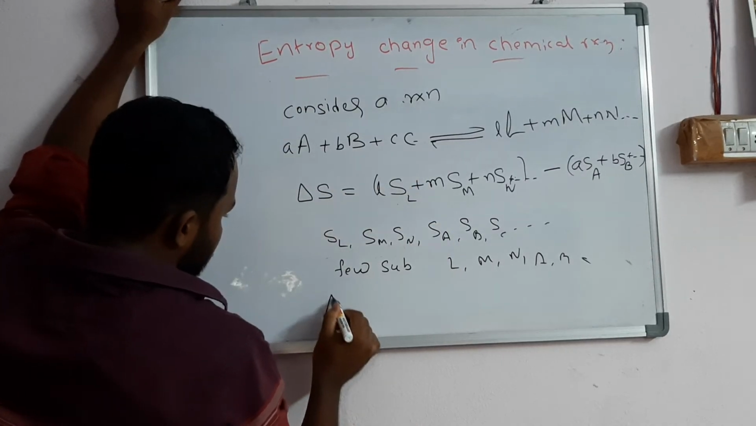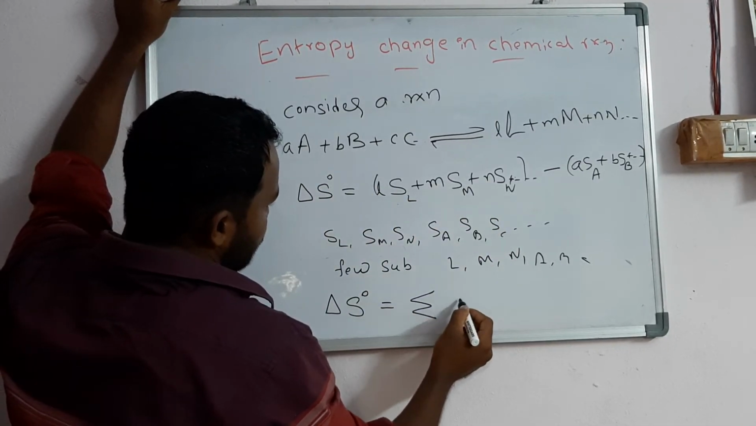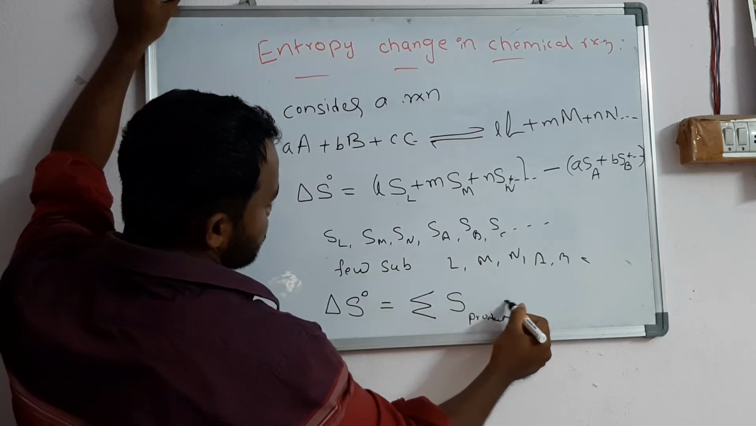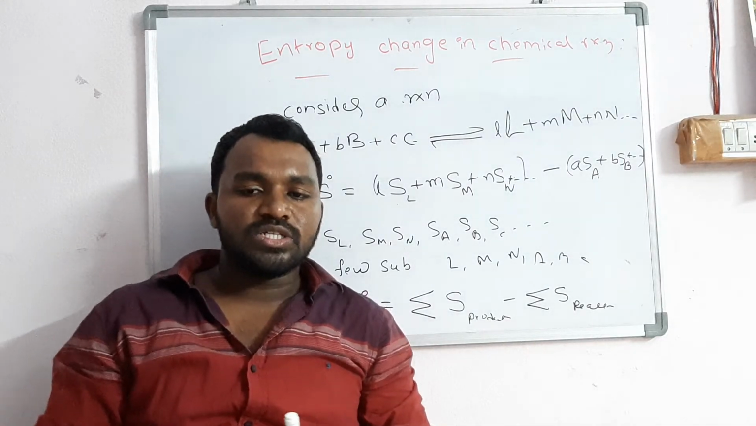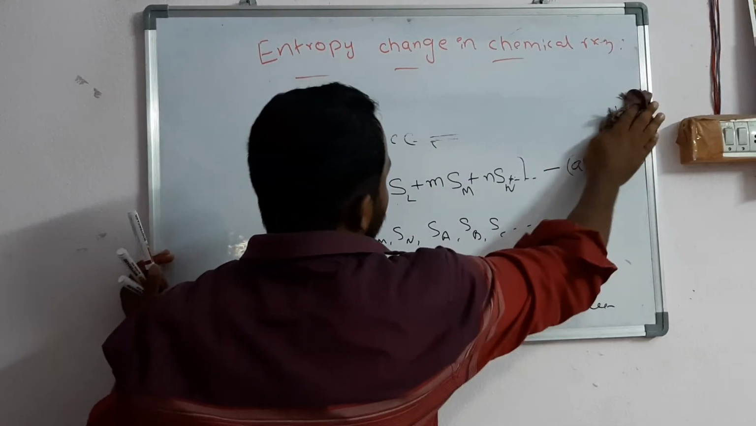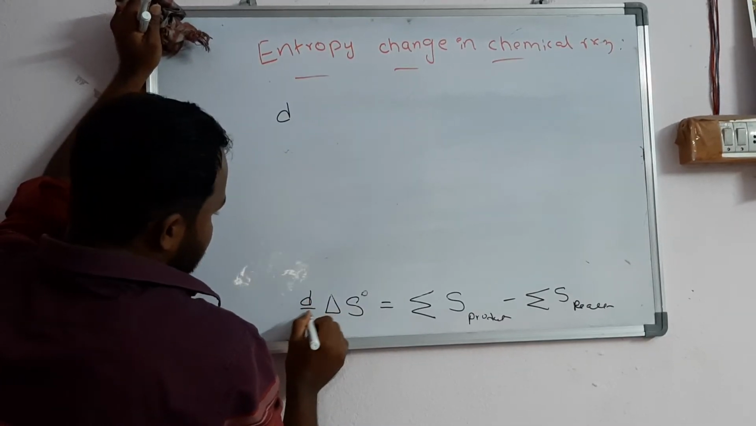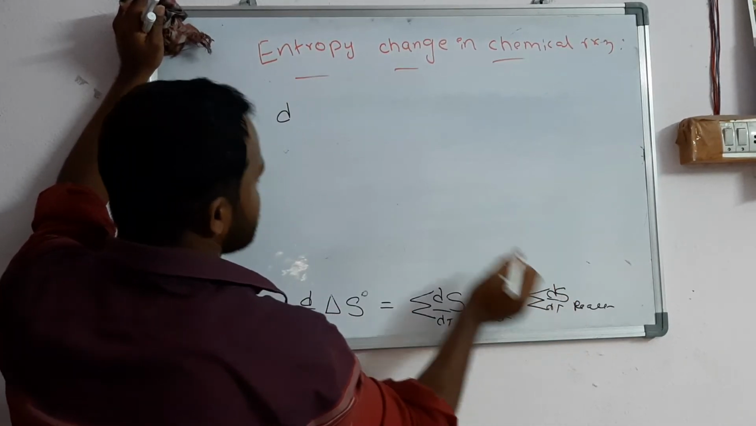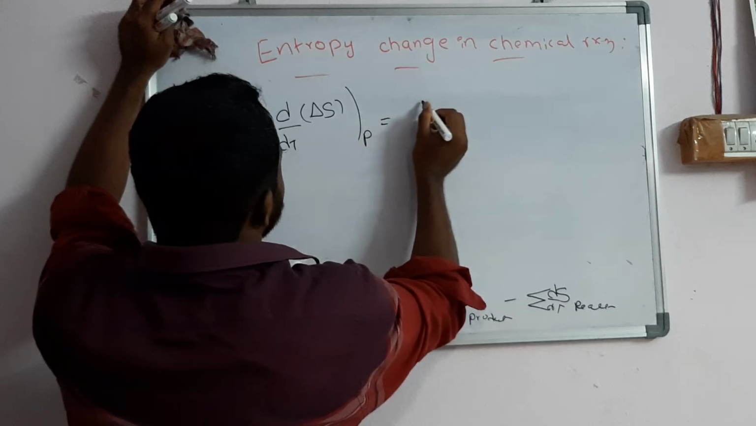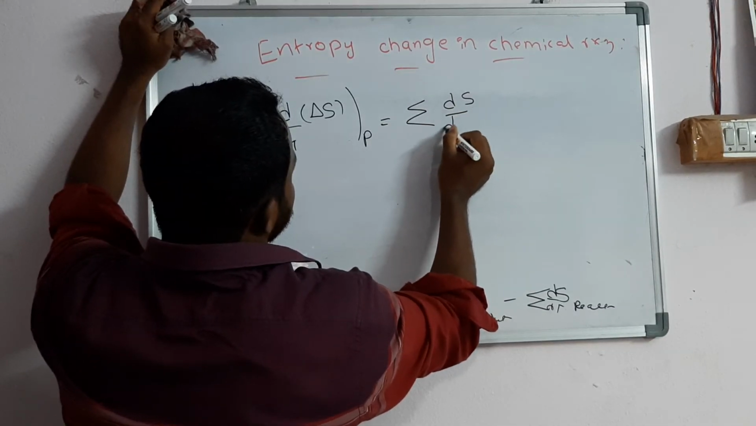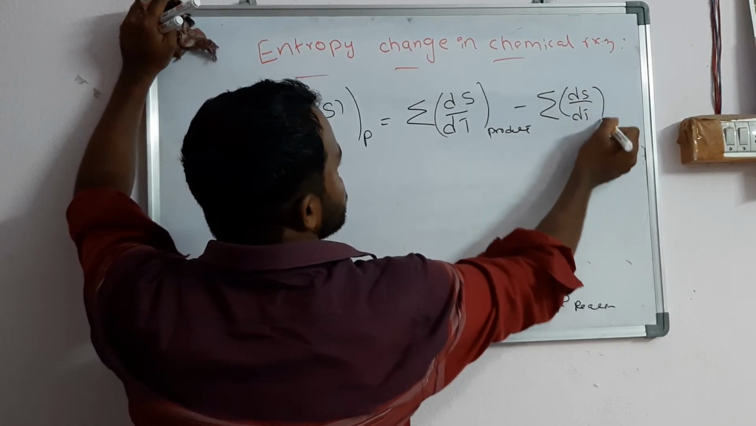After that we can write delta S naught, the standard entropy change, as the summation of standard entropies of products minus the summation of standard entropies of reactants. If we take d by dT of both sides at constant pressure, that is the summation of dS by dT for products minus the summation of dS by dT for reactants.